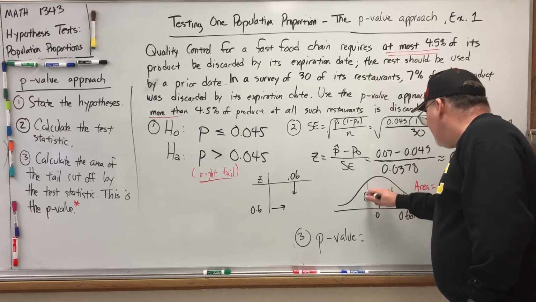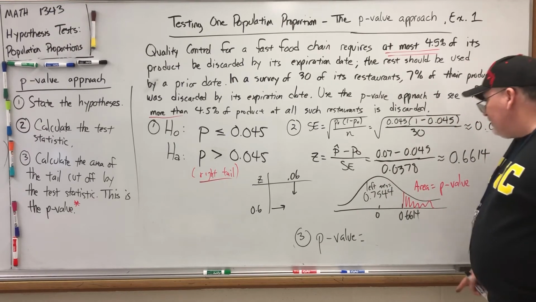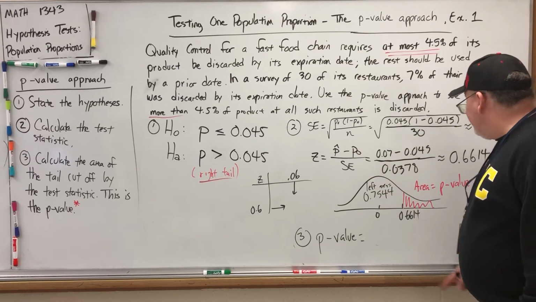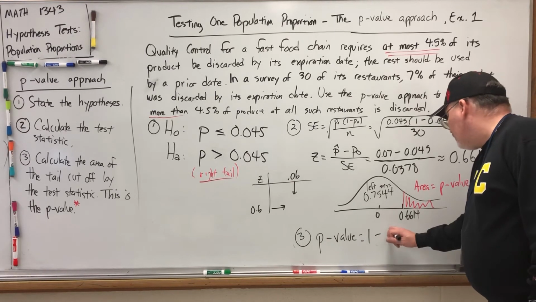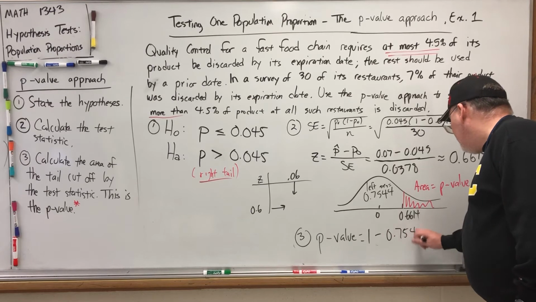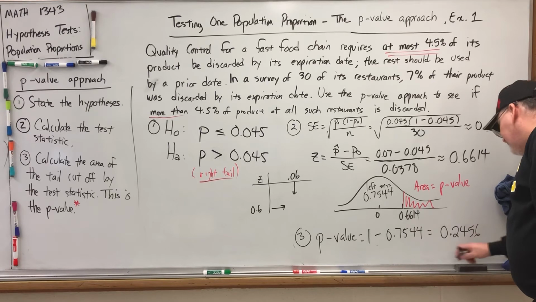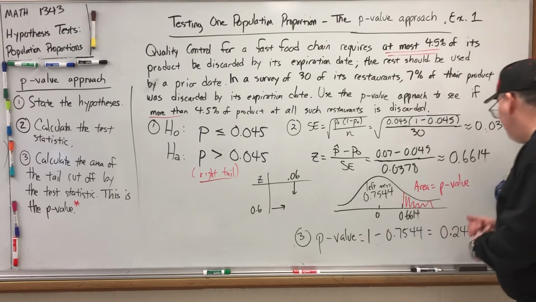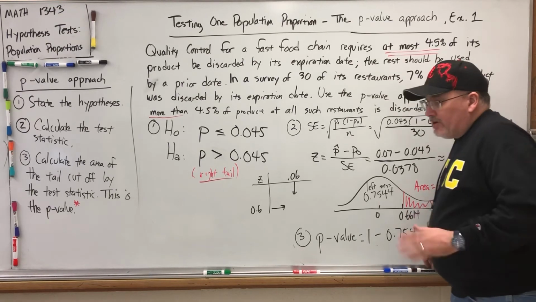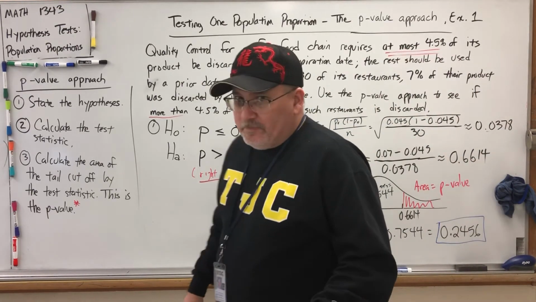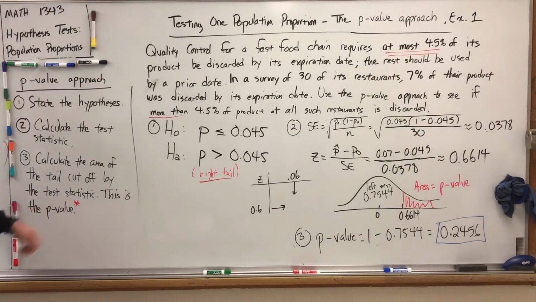0.7454 is the left area. If it were a left tail test, then what we look up would be our p-value. But since it's a right tail, we want the area to the right, and hence our p-value is 1 minus that, which is going to be 0.2456. This is our p-value. Really, all the p-value is, is the area of the tail cut off by the test statistic. That's all. Asterisk to be explained in the next video.